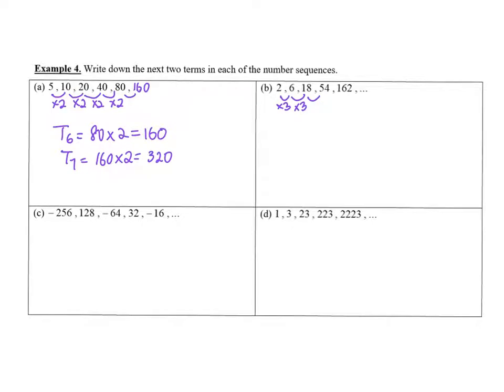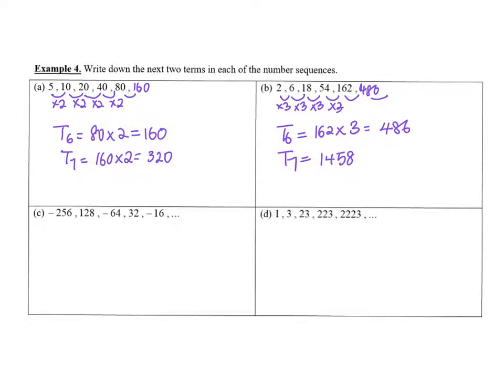Now we notice that the numbers get bigger and bigger, so probably these terms will be either a multiplication or we add a larger and larger number every time. So let's try the next series. 18 times 3, does it give you 54? Yes. And then 54 times 3, we get 162. So that means term 6 will be taking 162 times 3, give you 486. And term 7 will be taking 486 times 3 to give you 1458.